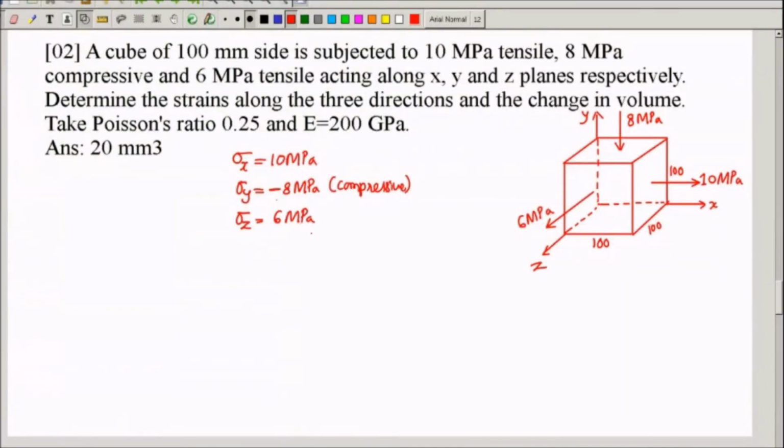You have to use the volumetric strain expression, substitute all the given parameters and solve it. You will get a value of 20 mm³ as a change in volume. Strains along three directions also you can find out using these expressions. Epsilon x is equal to sigma x by E minus nu times sigma y plus sigma z, and so on. Generalized Hooke's law. I hope you can try this problem also.